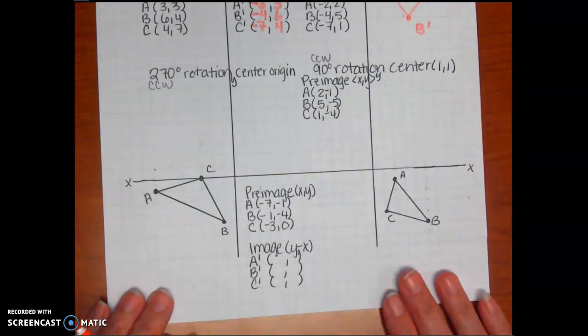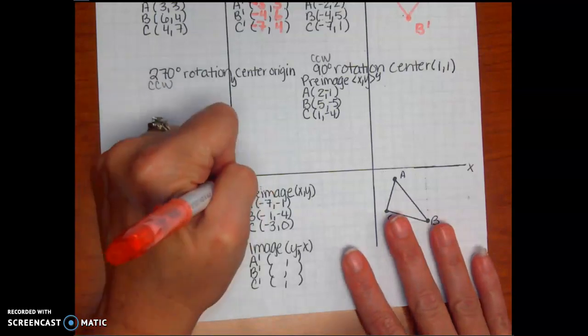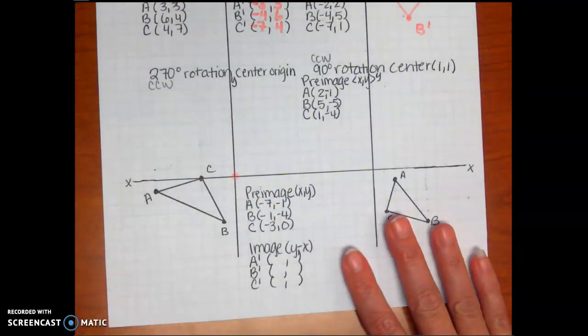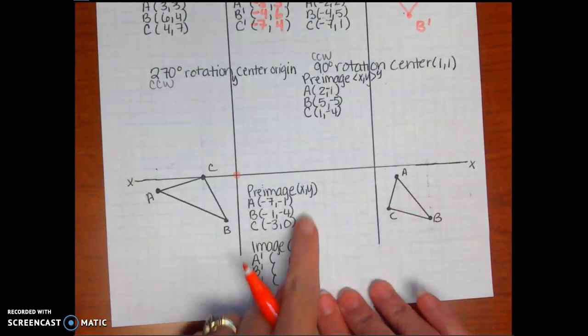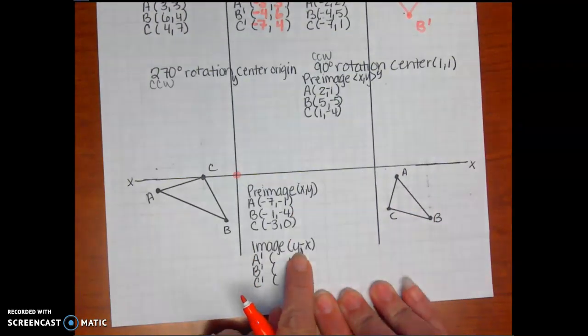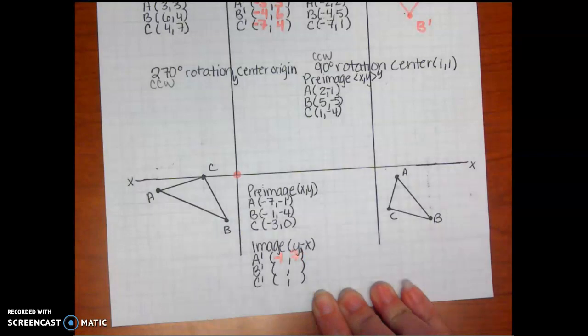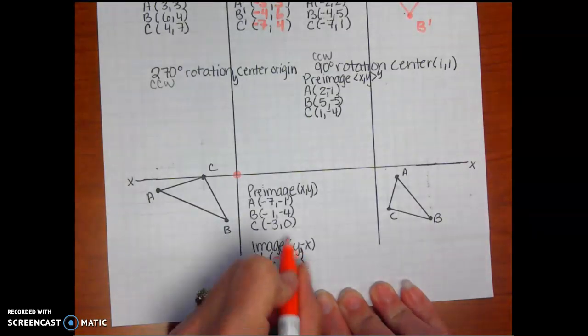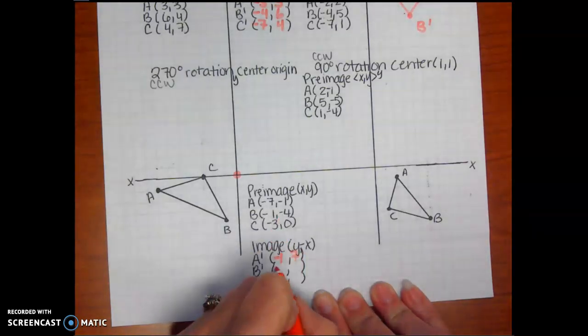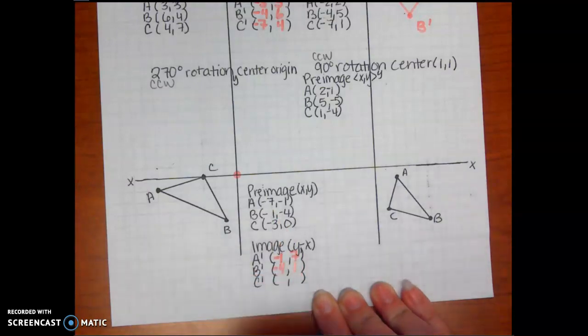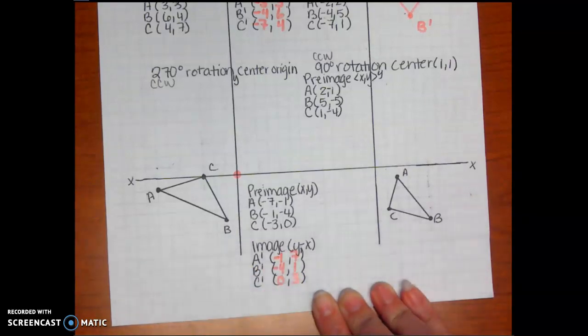270-degree counterclockwise rotation. Again, my center is at the origin, so I'm going to mark my center. I can map this one just like I did the other examples. My mapping is going to change my pre-image points to y, -x. So A prime is going to be -1, and I change the sign of x, so it's going to be +7. -4 stays the same, and I change the sign of -1 to +1. 0 stays the same, and I change it to +3. So that's the mapping. We're using the mapping on that one.